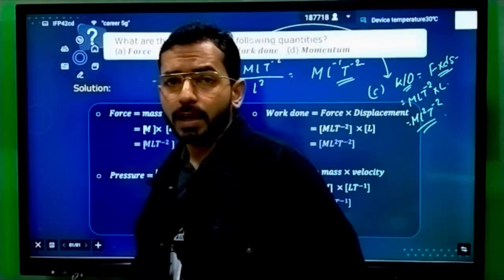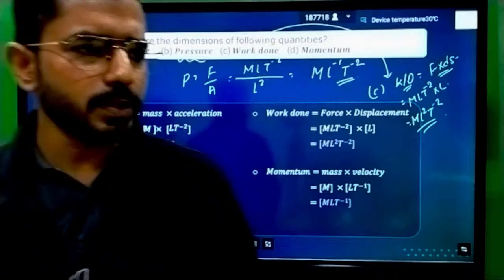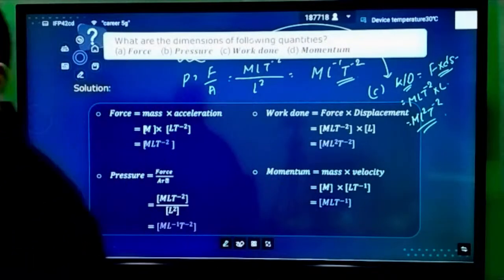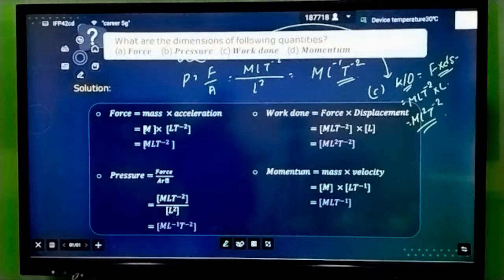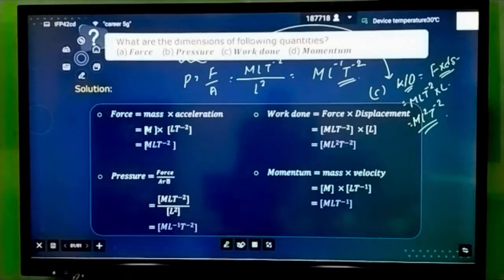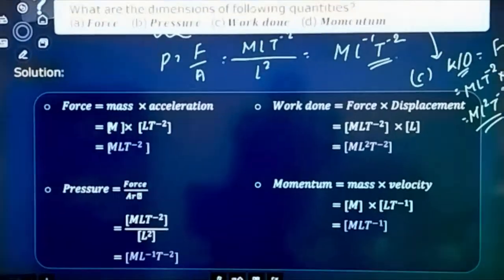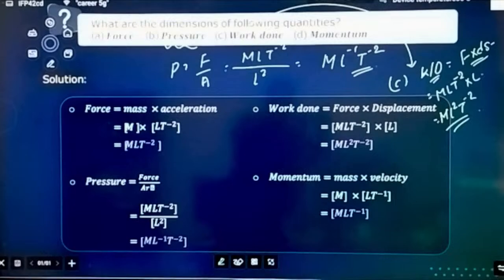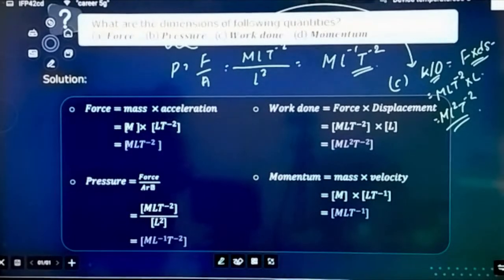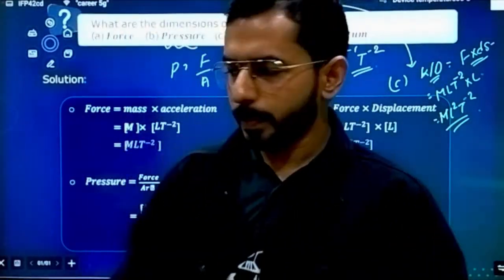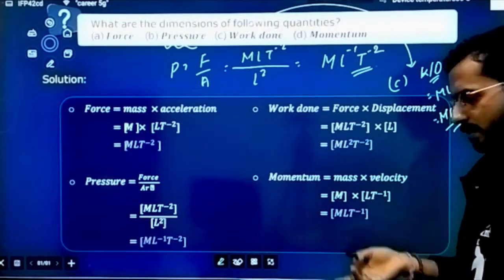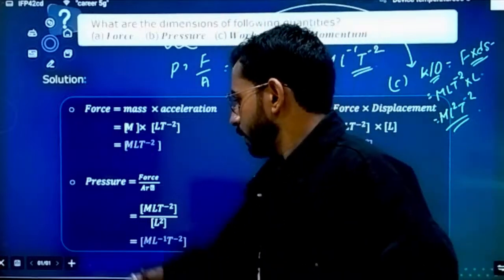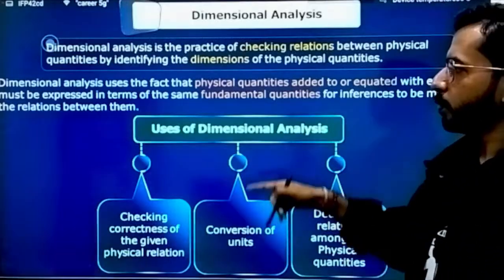This way you can write momentum. If you have to write momentum, how will you write it? Momentum is equal to mass into velocity. Mass is represented as m and velocity is represented as lt minus 1. Correct? So you understand how to write dimensions.